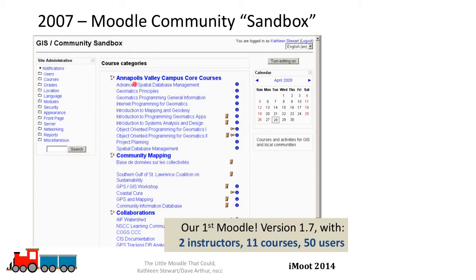So see up here, it says Annapolis Valley Campus Core Courses. That is the first attempt at having things on the internet so that students didn't have to either be at the school or log into a Unix system in order to get access to their course resources. So that first year, starting in January 2007, there were 2 instructors, myself and my colleague. We had 11 courses, and they're listed right there. And we had about 50 users making use of those 11 courses. So that was the first thing.